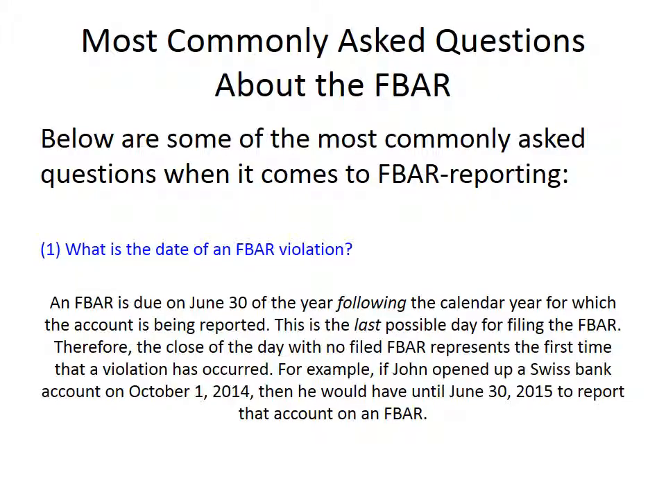What better place to start than on what is the date of an FBAR violation? Contrary to popular belief, it's not December 31st of the year that the account is being reported. Instead, an FBAR is due on June 30th of the year following the calendar year that the account is being reported. This is the last possible day for filing the FBAR. So the close of June 30th with no filed FBAR represents the first time that a violation has occurred.